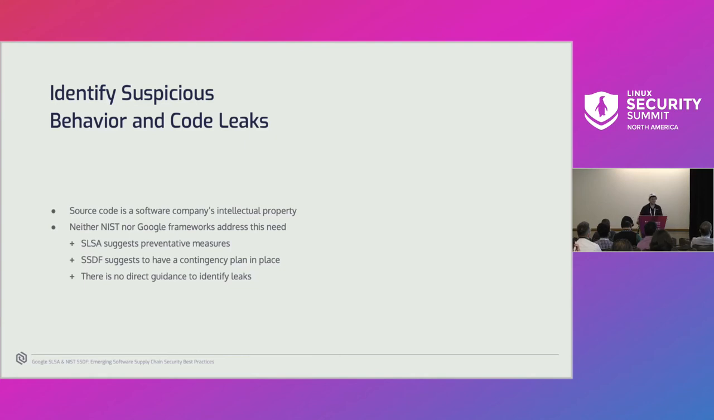Neither NIST nor Google frameworks address the need for identifying suspicious behavior, though. SLSA does suggest some preventative measures, and the SSDF suggests to have a contingency plan in place, which I think both allude to the idea of having anomaly detection, but neither say it explicitly.